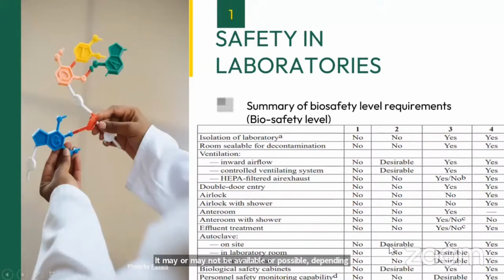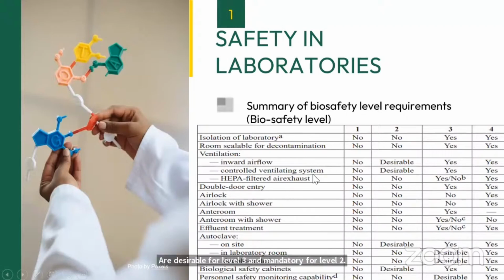Then an on-site autoclave must be available for level 3 and level 4 biosafety levels. For level 2, it is desirable. An autoclave in the laboratory room is desirable for level 3 and mandatory for level 4. A double-ended autoclave is desirable for level 3 and mandatory for level 4. Biological safety cabinets are desirable for level 2, mandatory for level 3 and level 4. Personnel safety monitoring capabilities are desirable for level 3 and mandatory for level 4.